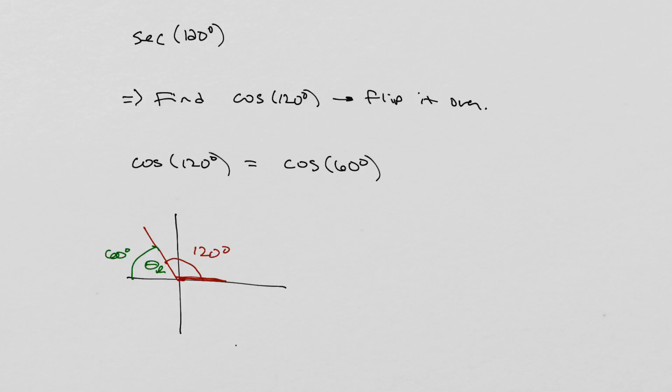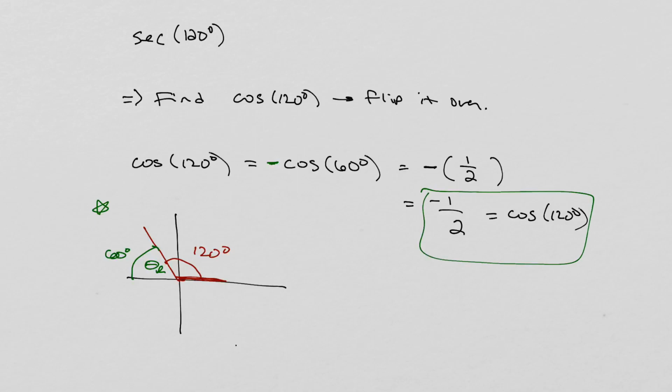And in this quadrant over here, quadrant 2, cosine is negative. So it's going to be a negative cosine of 60 degrees. Cosine of 60 degrees, if you remember, is 1/2. Don't forget your negative sign out front. So cosine of 120 degrees is negative 1/2.